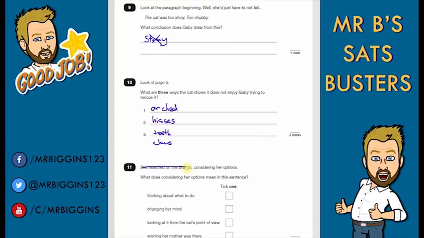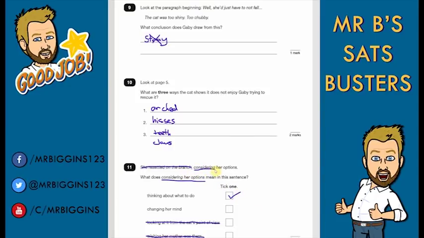What does considering her options mean in the sentence? So let's forget about she resettled on the branch. Let's just think about considering her options. So we've got thinking what to do, changing her mind, looking at it from the cat's point of view, and wishing her mum was there. Okay, well, we know it's not wishing her mum was there, okay, because it doesn't mention her mum at all in there. Considering her options to mention the cat as well, so you could rule that one out if you weren't sure as well.